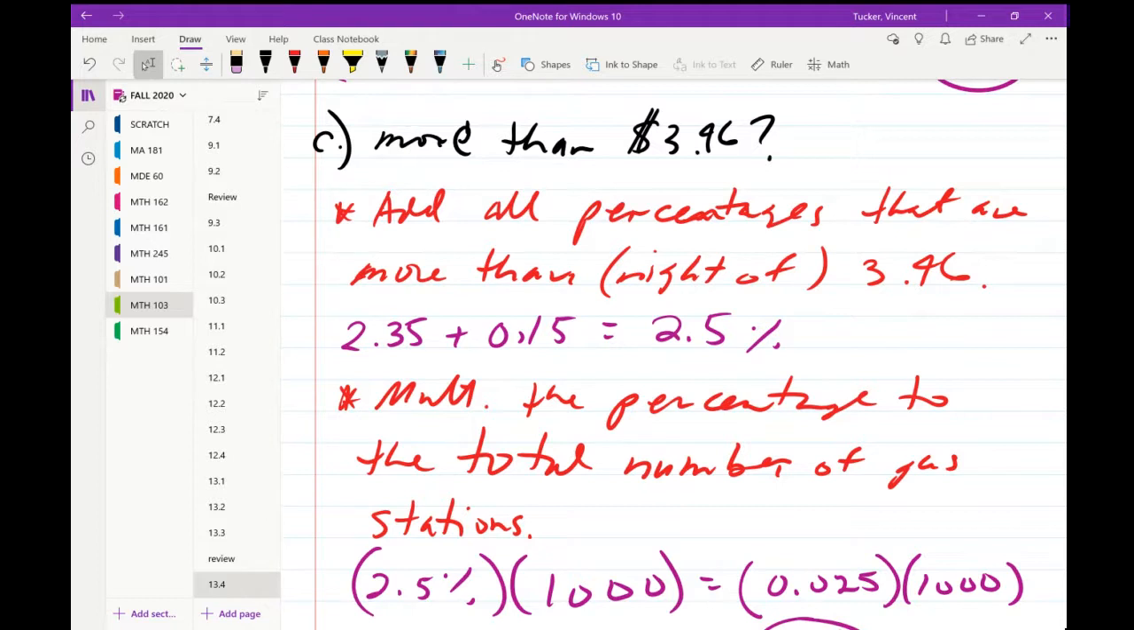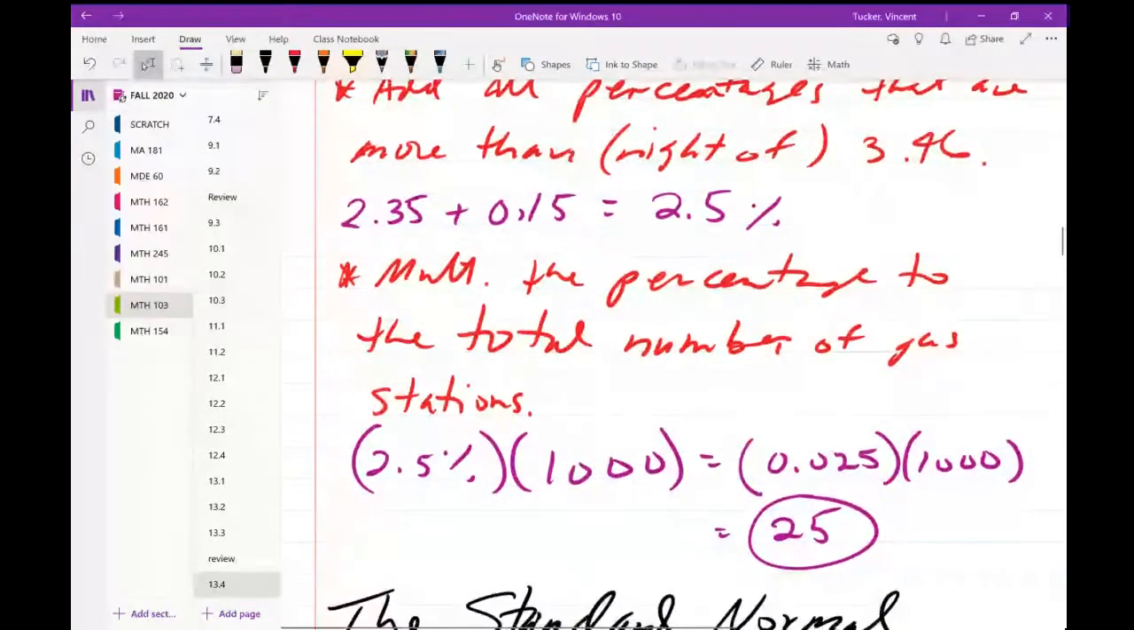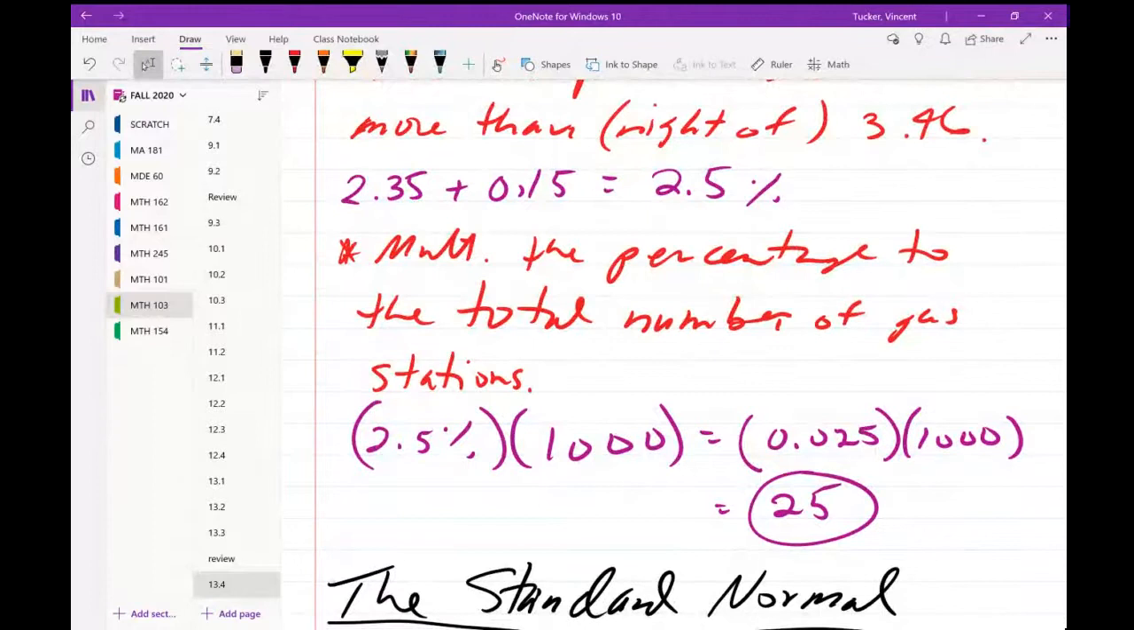All right. So multiply that 0.025 by 1,000. That gives me 25 gas stations that will charge greater than 346.